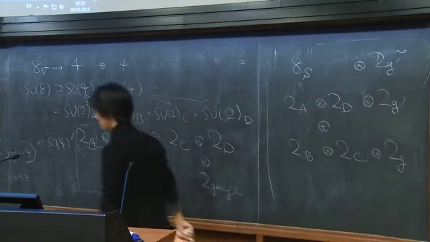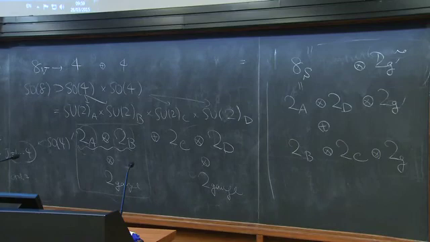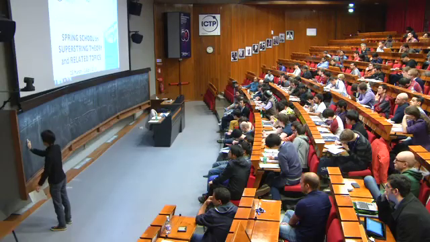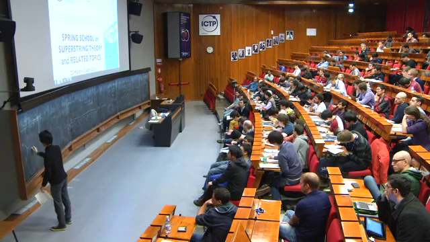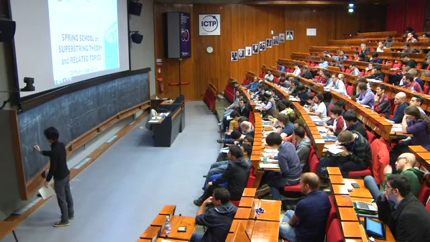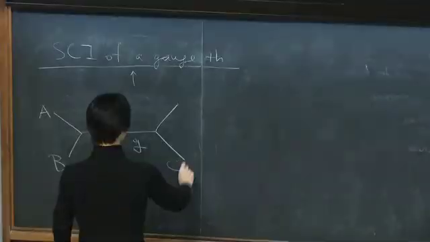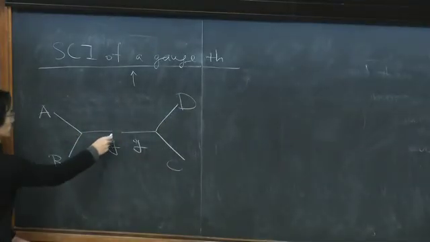So this is the situation. The original SU(2) with 4 flavor duality can be drawn in this way. In the first setup, you have a trifundamental ABG, and another trifundamental GCD. So this is the original setup.